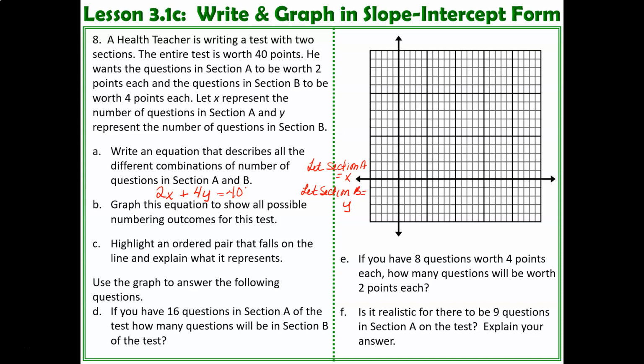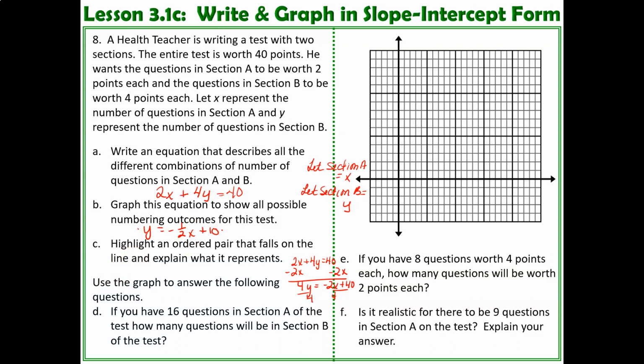Okay, so we're going to graph this equation to show all the possibilities. So first, we want to move that into slope-intercept form. So we have 2x plus 4y equals 40. I'm going to subtract 2x. So I have 4y equals negative 2x plus 40. I'm going to divide everything by 4. So then I have y equals negative 1/2 x plus 10.